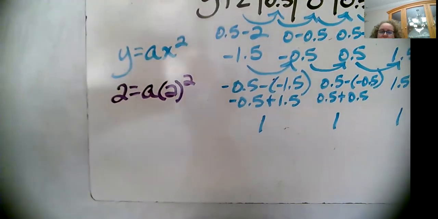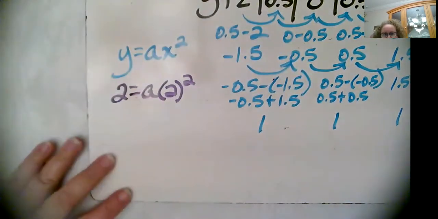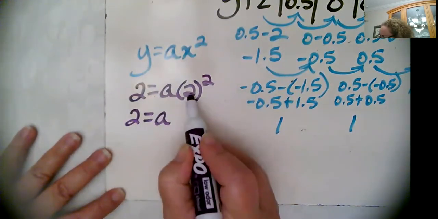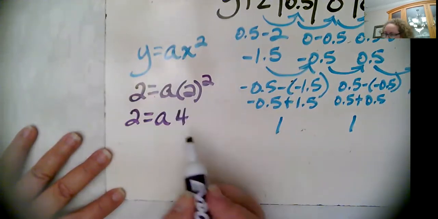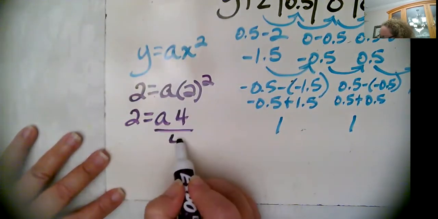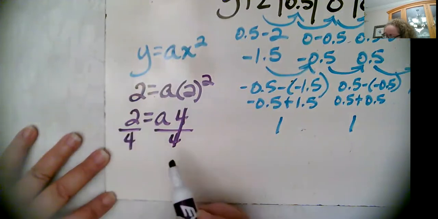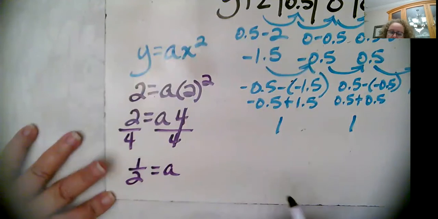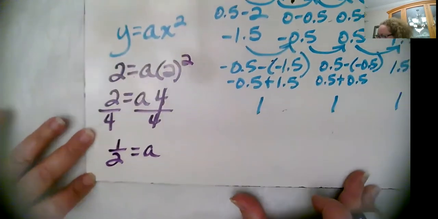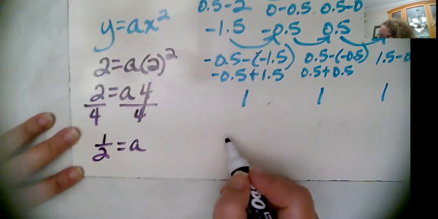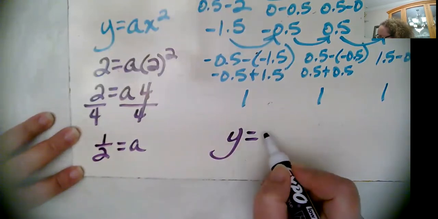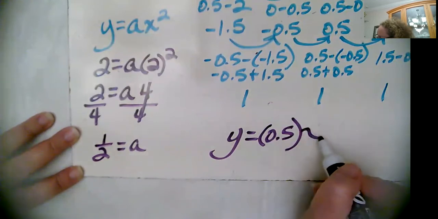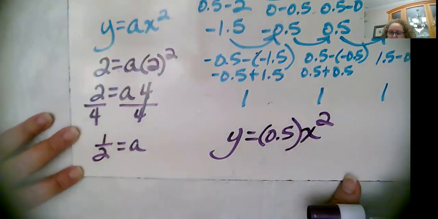So now we're going to start to simplify. Well, 2 is equal to a times 2 squared, which is 4. We want a by itself, so divide by 4. Divide by 4. Well, that simplifies to 1/2 equals a. You can either leave it as a half or 0.5. So our final answer is y equal to 0.5 or 1/2 x squared.